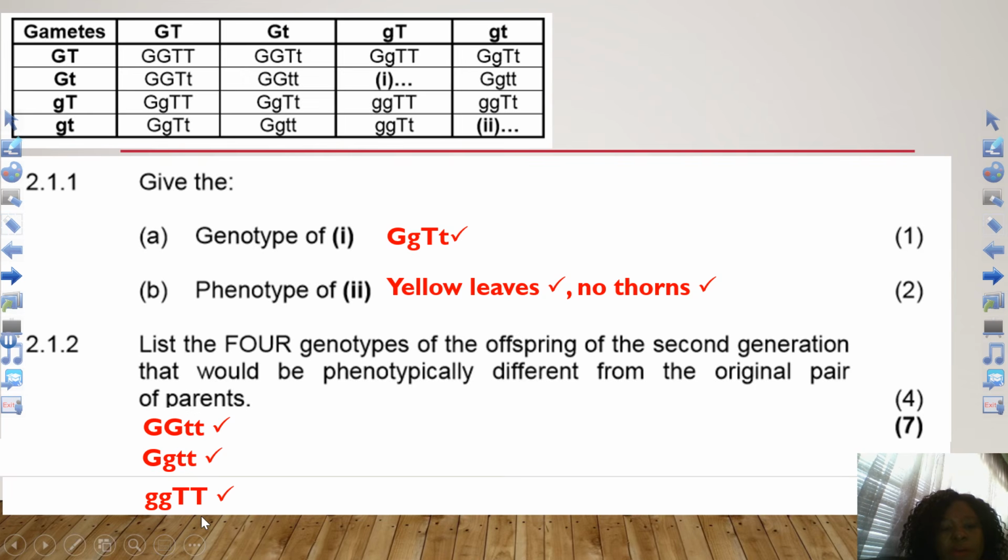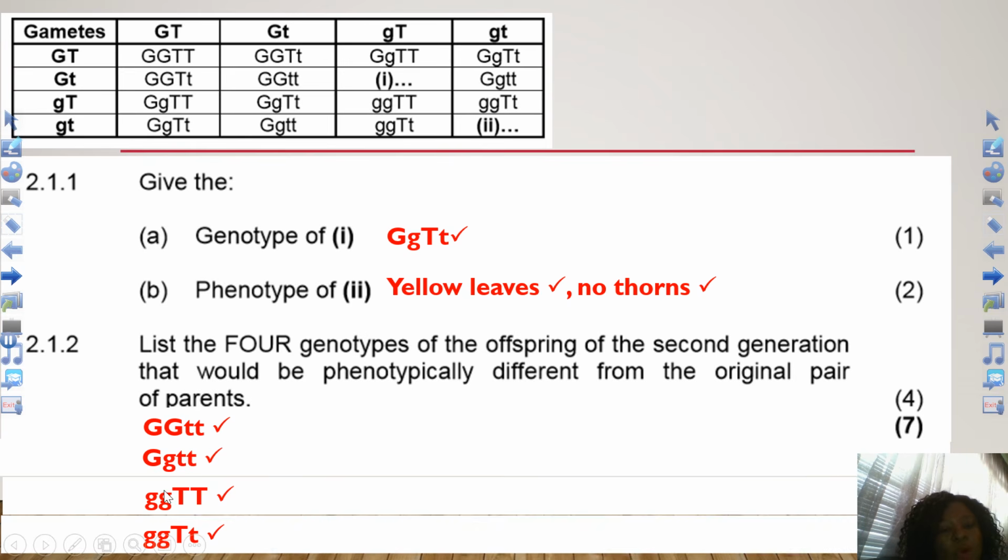Remember at the beginning we crossed green with thorns and yellow without thorns. So here we are having yellow with thorns, which was not in the parental generation. Or it can be two small g's, capital T, and a small t. So that is basically the end of our lesson.